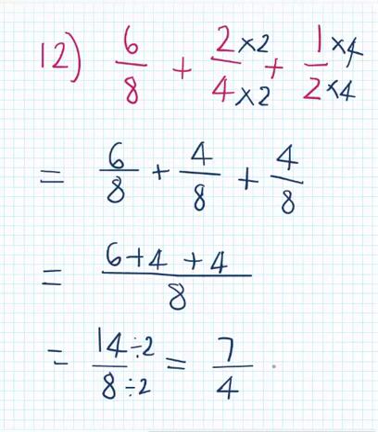I can't simplify it anymore, and now I'll turn it into a mixed fraction. 4 into 7 can fit once, because 4 times 2 is 8 and it's gone past 7. And the difference is for 5, 6, 7. So remainder 3 over, we keep the same denominator, over 4.